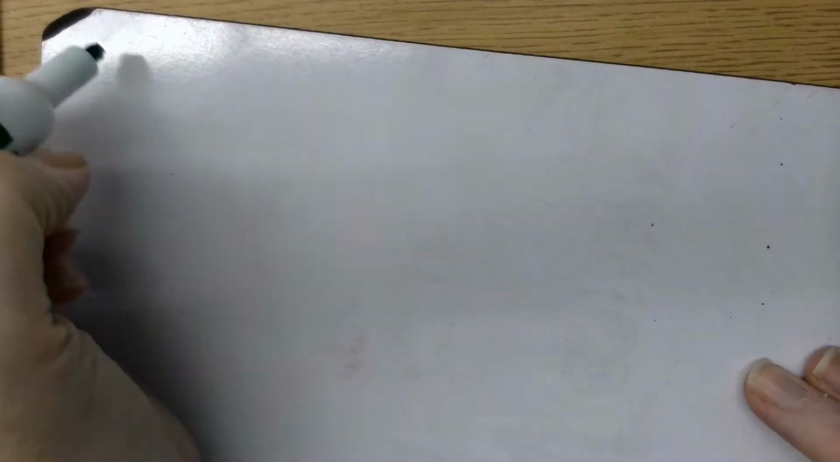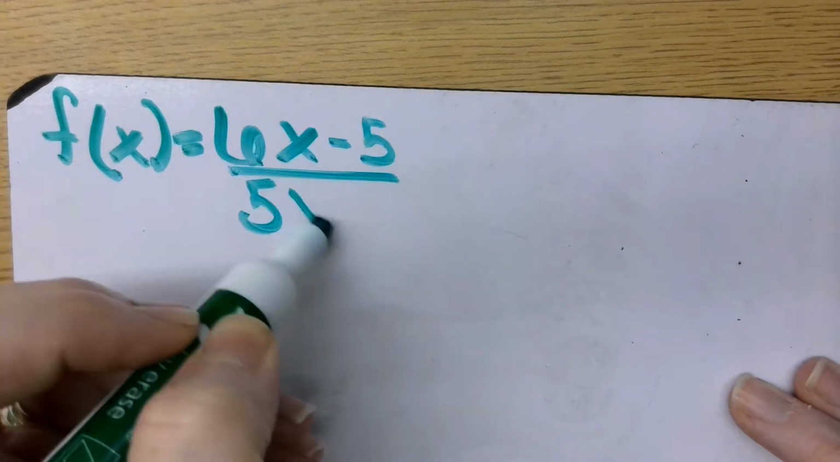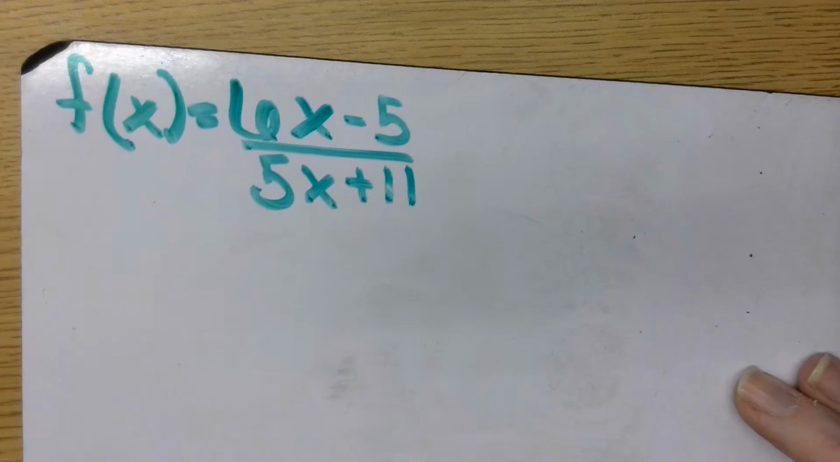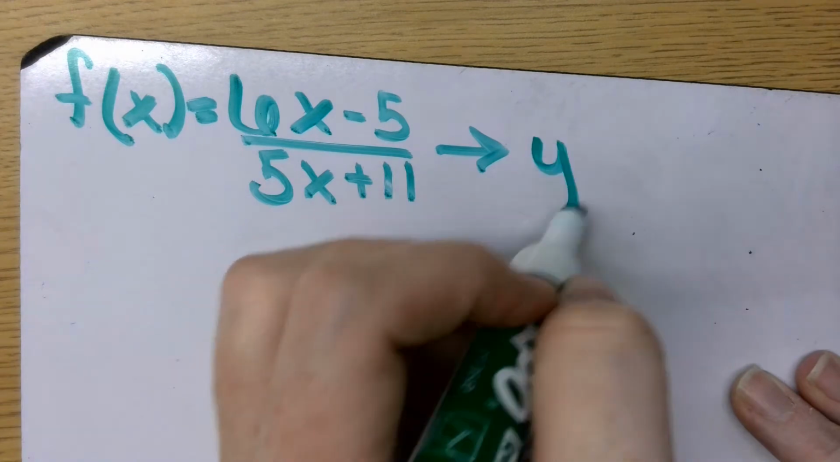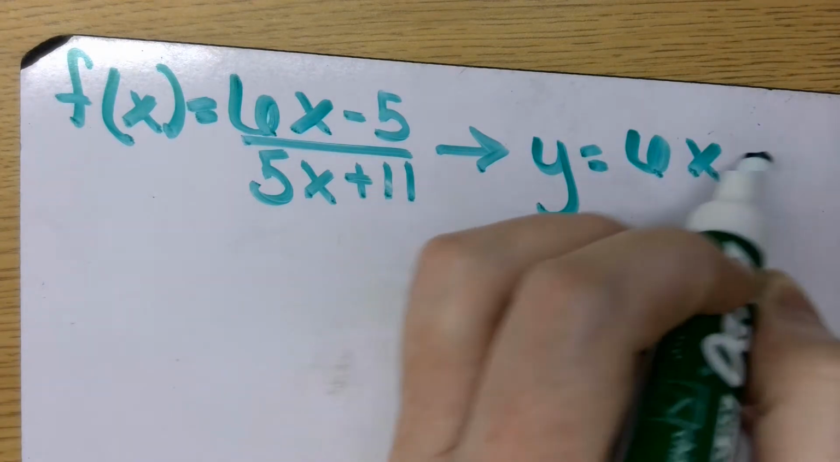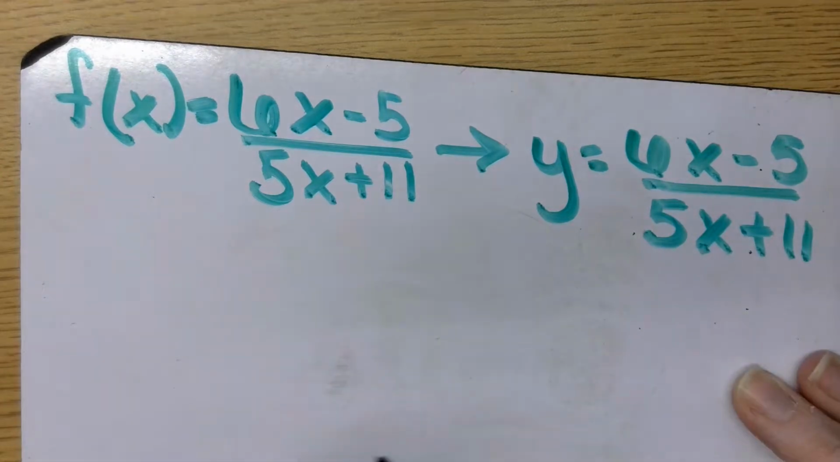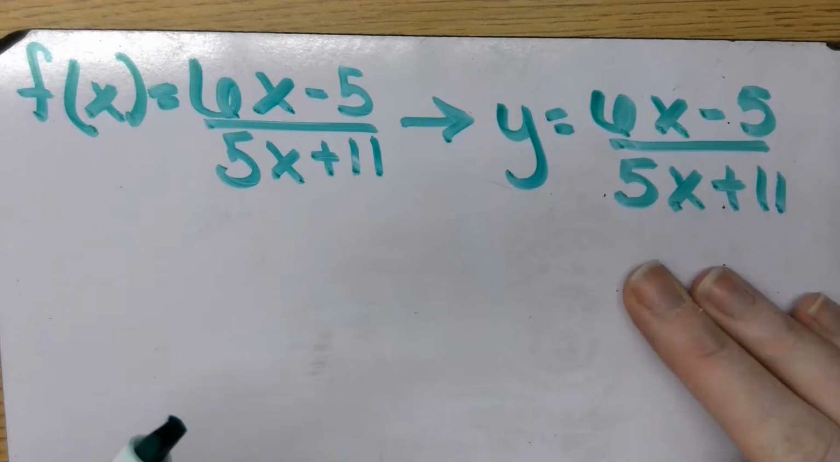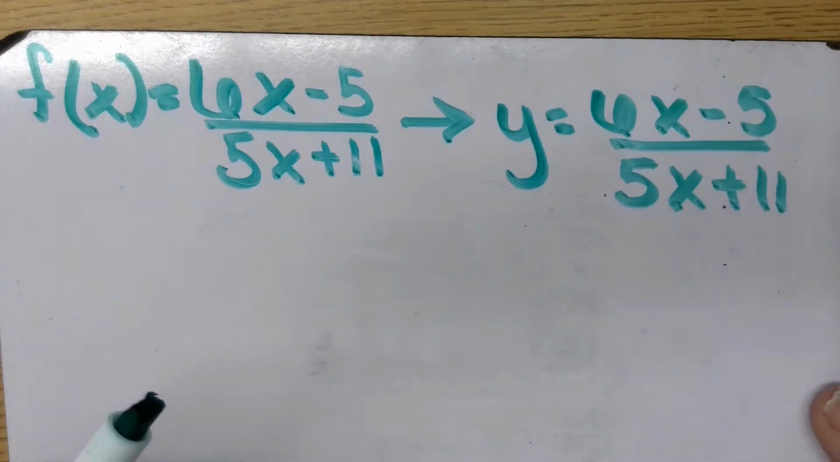Okay, so I'm just going to go on my whiteboard and rewrite the equation. So I have f of x equals 6x minus 5 all over 5x plus 11. So my first step is to change this value out for y. So I'm going to write y equals 6x minus 5 all over 5x plus 11. All right, so this is what we are working with. This should look a little bit familiar with getting that y value out here first.